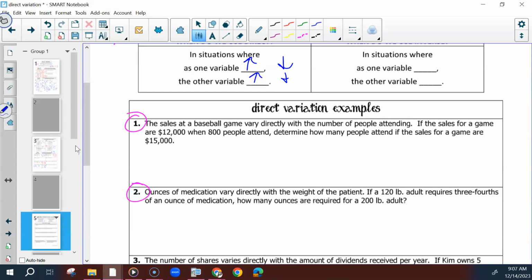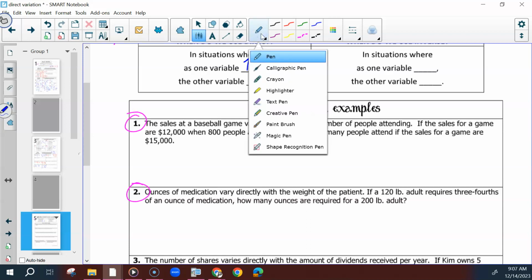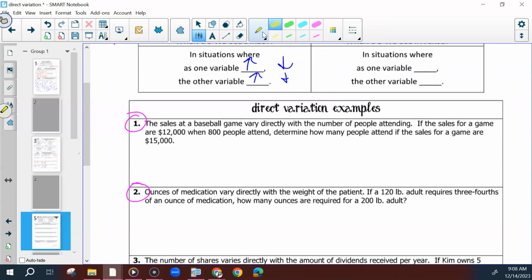What's nice about this is that how we solve it is really just like what we just did. There's just more words. So we have to find important things, and then everything else will be the same. So let's read through it. Read it with me either on the board or on the paper. The sales at a baseball game vary directly with the number of people attending. If the sales for a game are 12,000 when 800 people attend, determine how many people attend if the sales for a game are 15,000.